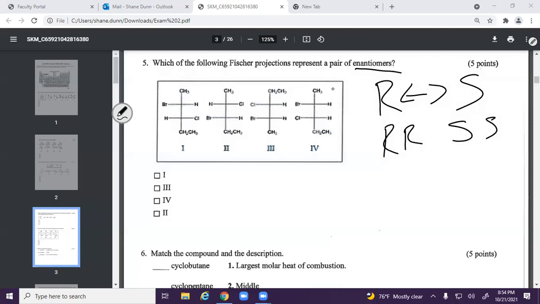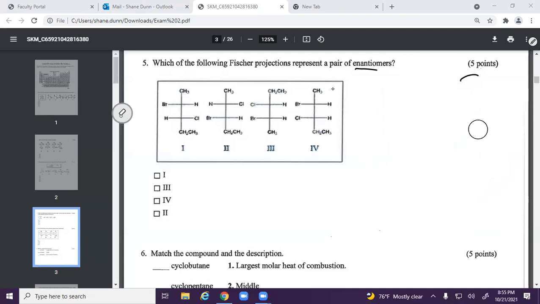Is that making sense? If the molecule would be RS or SR, these are diastereomers, not enantiomers. Enantiomers have to be opposite. Diastereomers vary by one. Very confusing. Just know enantiomers are the opposite. Diastereomers are like in between.